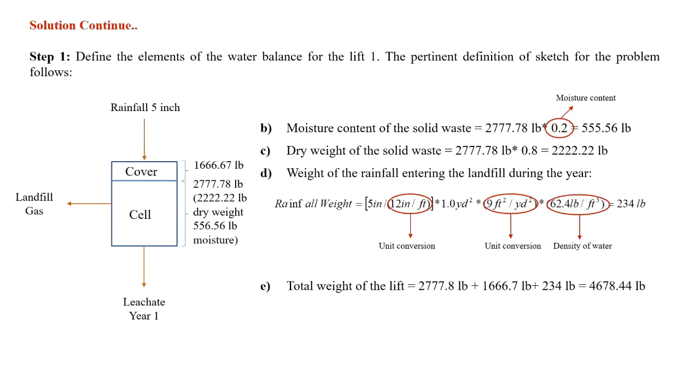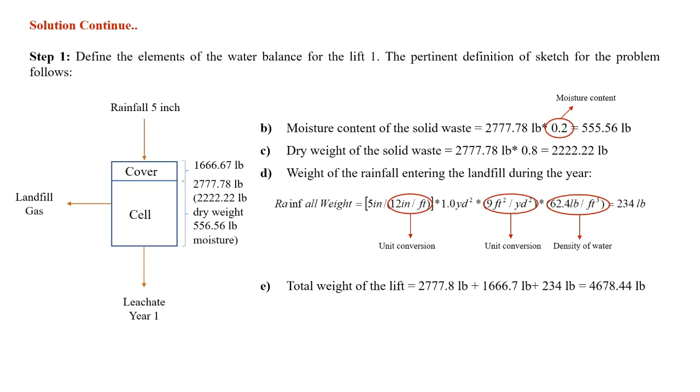And then the moisture amount inside the solid waste can be calculated as multiplying the total weight of solid waste that we have calculated before with 0.2, or the moisture content information reported in the question. And therefore, we can say that moisture amount of solid waste is equal to 555.6 pounds. And the remaining part represents the dry weight of solid waste. And to find this amount, we can either subtract the moisture amount from the total weight or multiply the dry content ratio, or 0.8, with the total weight of solid waste.